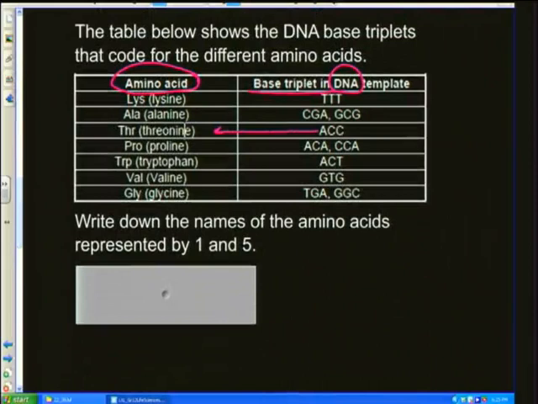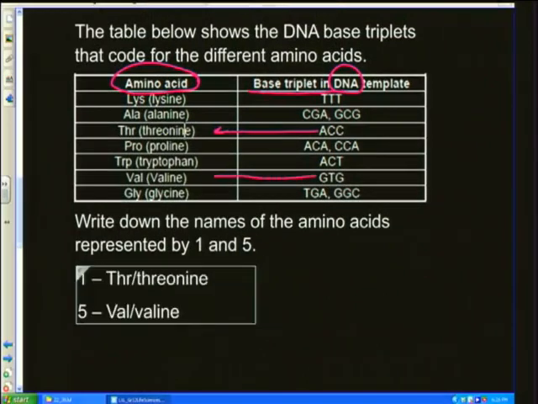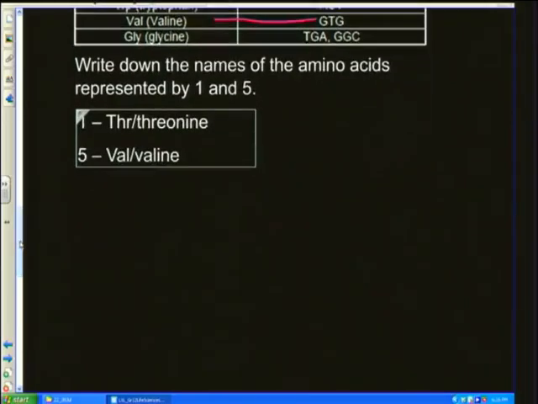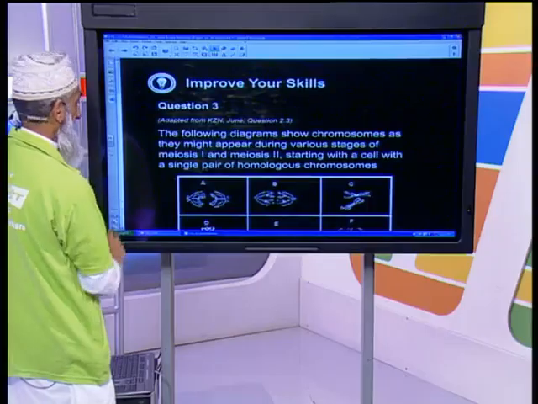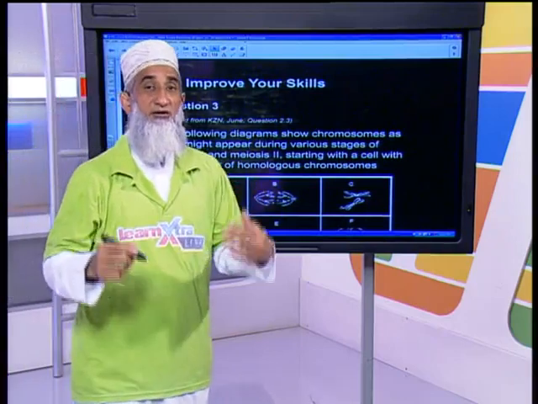Threonine, and GTG, valine. There we go. Okay? We have answered that one successfully. Good. So that's how protein synthesis is taken care of.